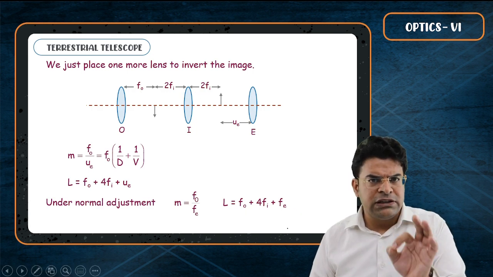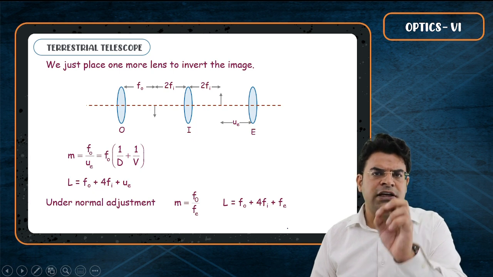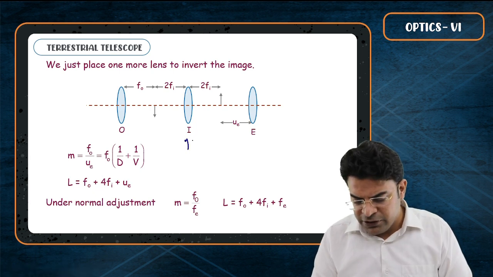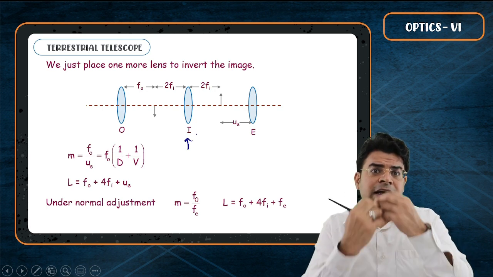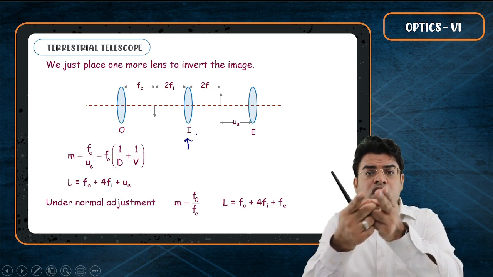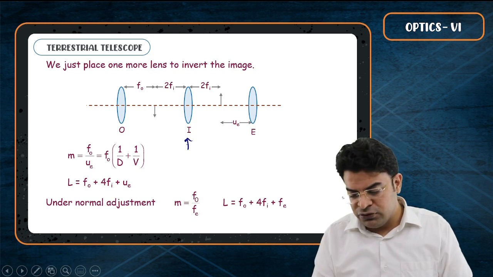So you just need to remember that in the case of the terrestrial telescope, we place one more lens in between, and the job of this lens is just to make the final image erect with respect to the original object. And for that we use an inverting lens.